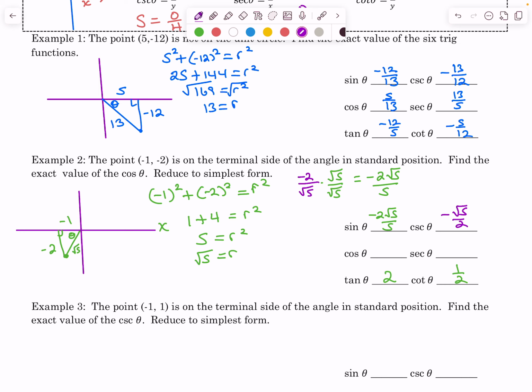Okay, now for cosine. For cosine, I have to do adjacent over hypotenuse, so that is going to be -1 over the square root of 5. So maybe I flip it first for secant, that's -root 5. But if I rationalize for cosine, root 5 over root 5, I will get -root 5 over 5. And now I have all 6 trig functions filled in.